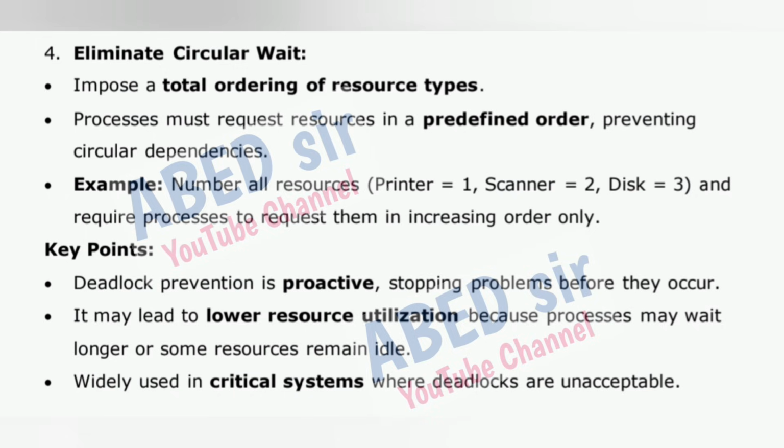Key points. Deadlock prevention is proactive, stopping problems before they occur. It may lead to lower resource utilization because processes may wait longer or some resources remain idle. Widely used in critical systems where deadlocks are unacceptable.